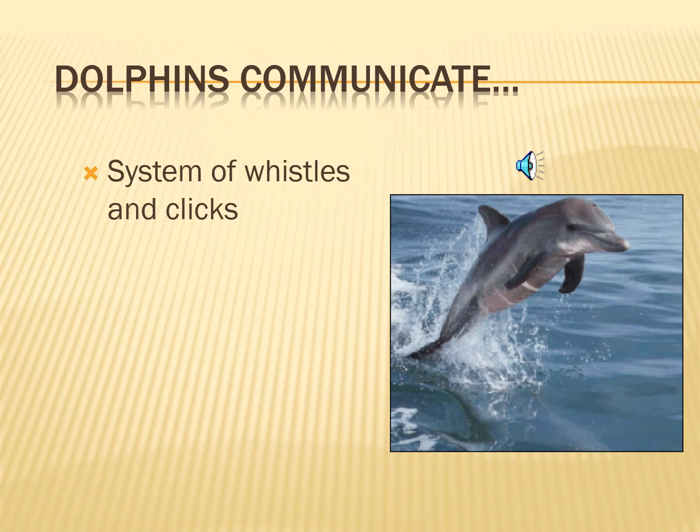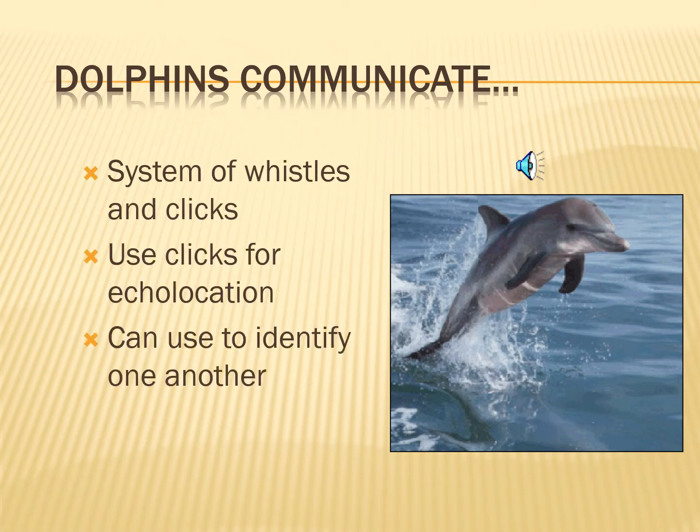Dolphins also communicate with each other. They use a system of whistles and clicks. These whistles and clicks are used to communicate with each other. They're also used for echolocation, so sending out the click sound and then getting back the echo to see where objects are located farther away, out of their field of vision. They also use these whistles and clicks to identify one another. So each dolphin will have its own name, basically.